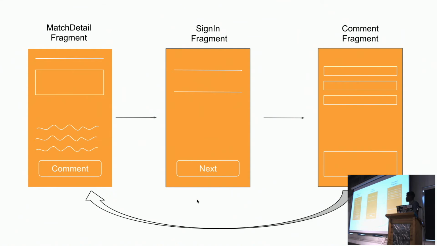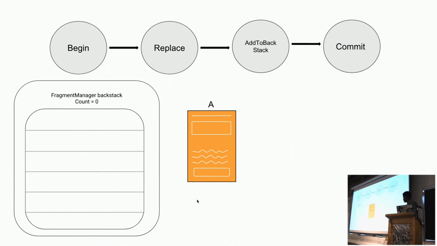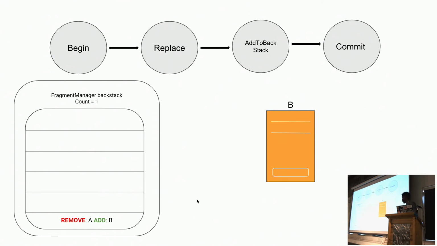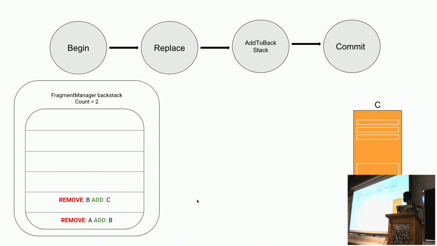So let's imagine we follow the same procedure and add these 3 fragments onto our stack, adding all the transactions into the backstack. We start with fragment A, we begin, we replace, we add to backstack, we commit, and now we have that remove A and add B on our backstack. And similarly, we do the same with C. We remove B and add C onto our backstack. And now we've got our comment fragment, and we look at our backstack, we have both of these transactions in place. But we know that because of our special use case, we probably do not want to have one of these entries in our backstack, because when the user presses back with this current stack, we're going to see the sign-in fragment again.